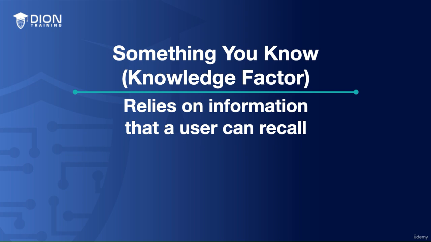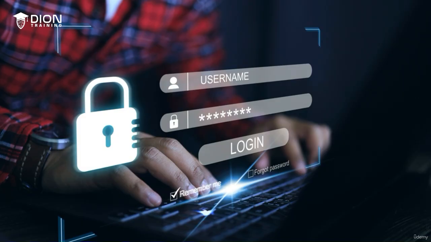Now, first, you have something you know. Something you know is also called a knowledge factor, and it relies on information that you as a user can recall. Typically, this will be a secret word or phrase or a password known only to you. The most common type of knowledge factor is a username and password combination because it's something you remember and you're prompted to enter it every time you log into a system.